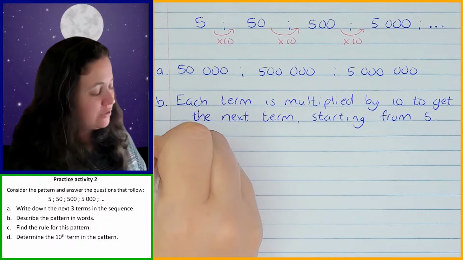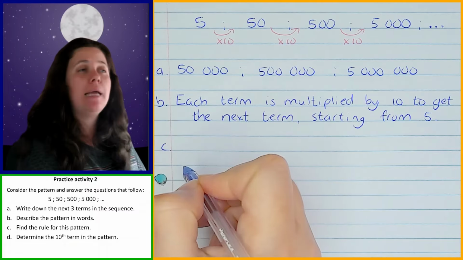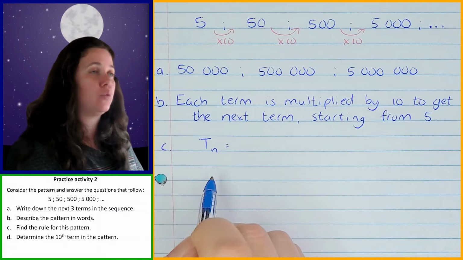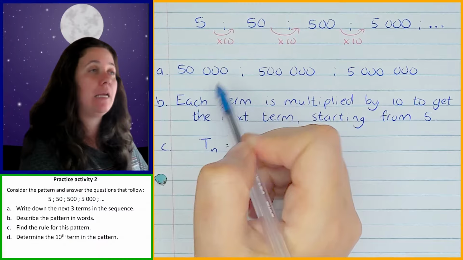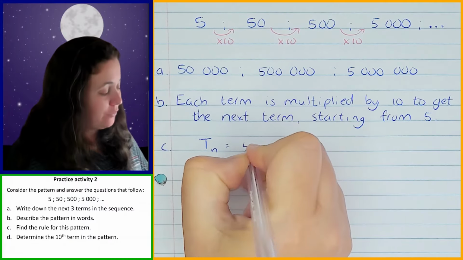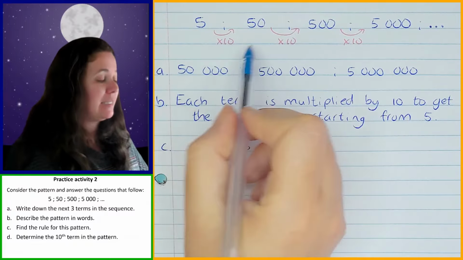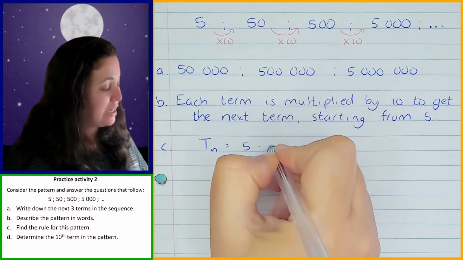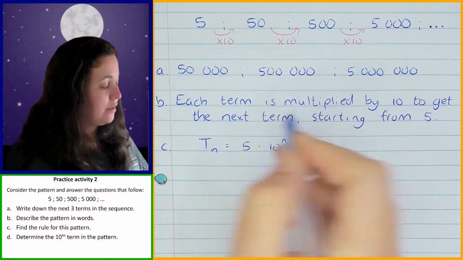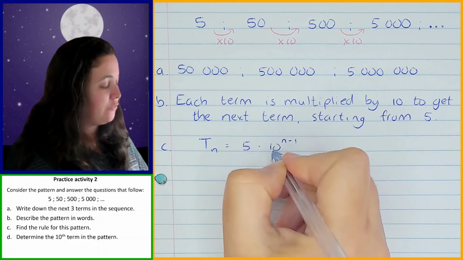Then question C, we had to find what the rule is for this pattern. So the rule for this pattern is Tn equals, and then we have to work the rule out by taking the constant ratio and the starting number. I start off with a 5, that's my first term, and I'm multiplying that by 10 over and over again. So it's 5 times 10 to the power of n minus 1. Okay, so Tn is 5 times 10 to the power of n minus 1. So that's what you should have had for your rule.